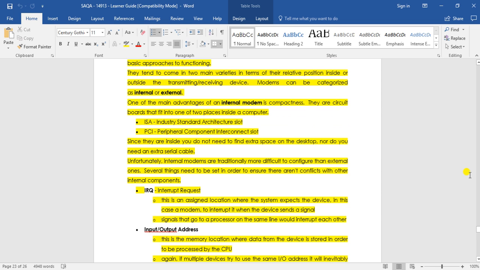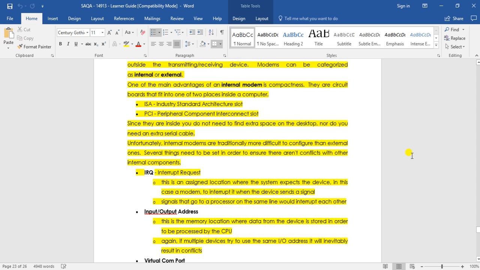Since they are inside, you do not need to find extra space on the desktop, nor do you need an extra serial cable. Unfortunately, internal modems are traditionally more difficult to configure than external ones. Several things need to be set in order to ensure there aren't conflicts with other internal components.